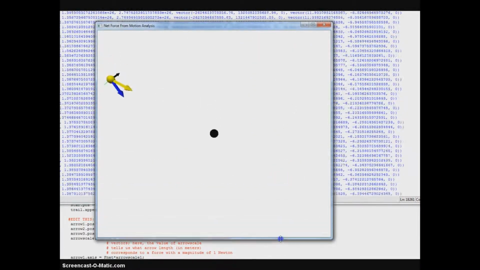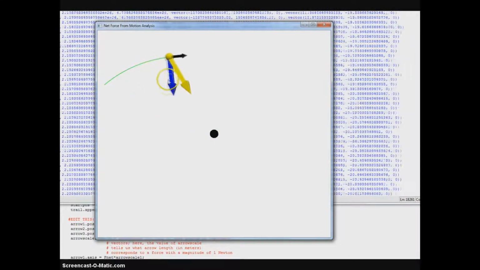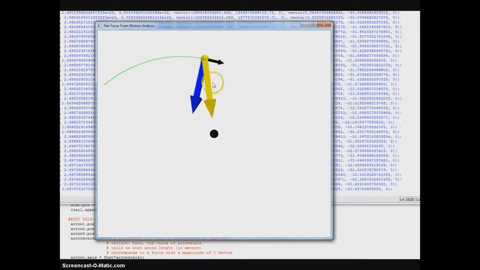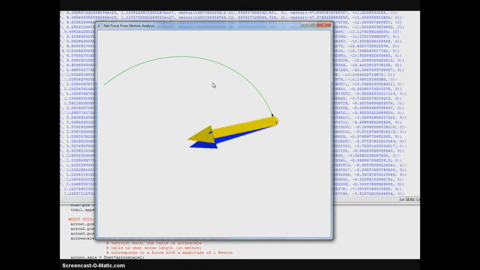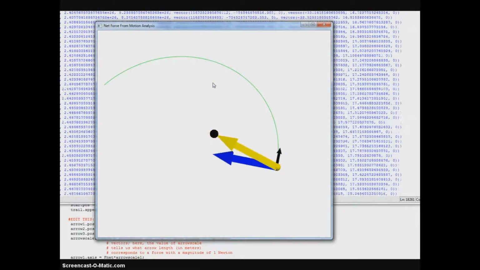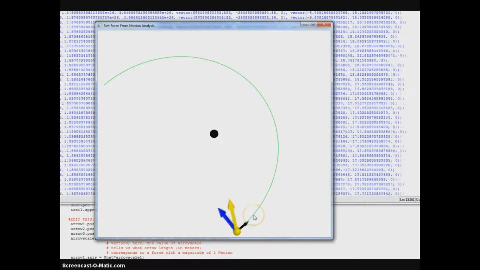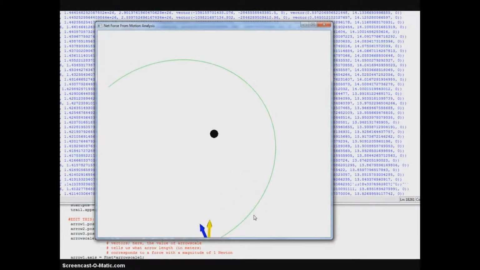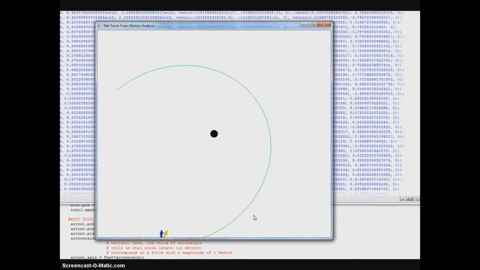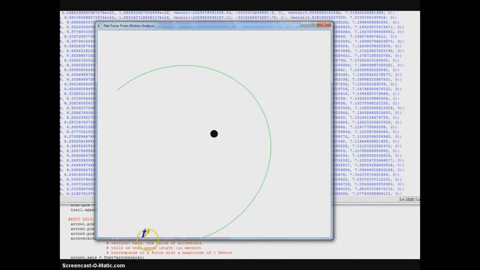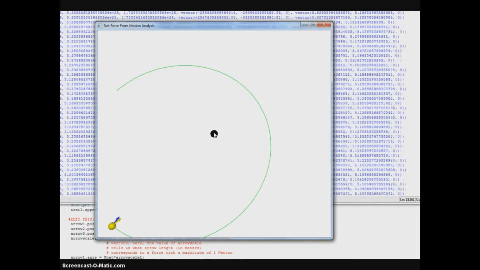movement of the star. This is the black hole, this is the star. We can see this blue vector is the net force, the yellow vector is the net force perpendicular, which is always aiming in the direction of the black hole, and this black vector is the net force parallel, which is responsible for the changes in velocity. The yellow vector always aims to the black hole, and this is the centripetal force.